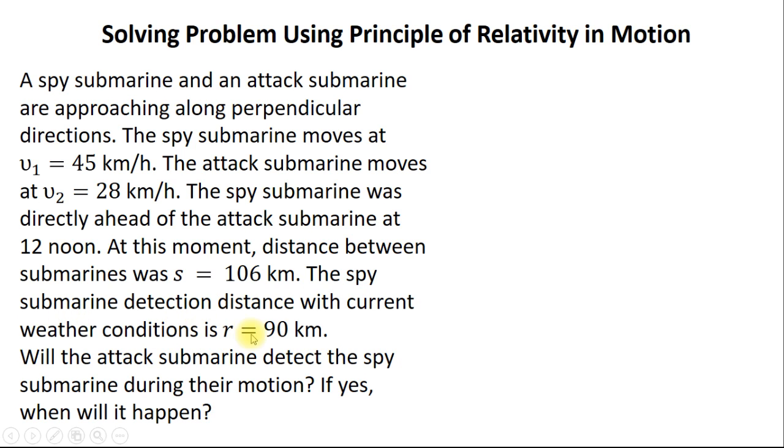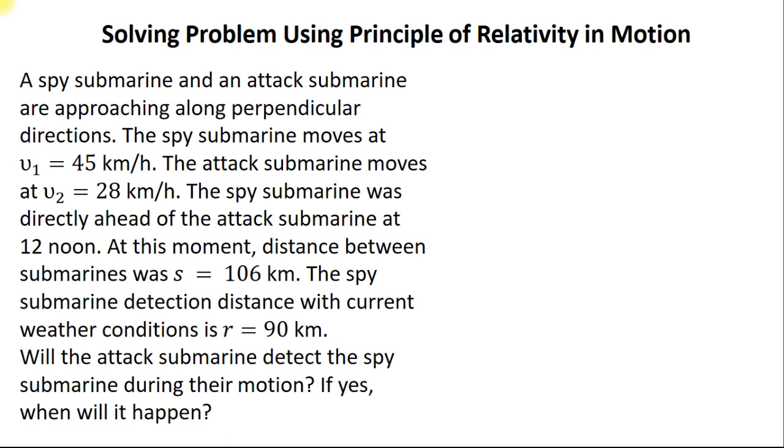The spy submarine detection distance with current weather conditions is 90 kilometers. Will the attack submarine detect the spy submarine during their motion? If yes, when will it happen?